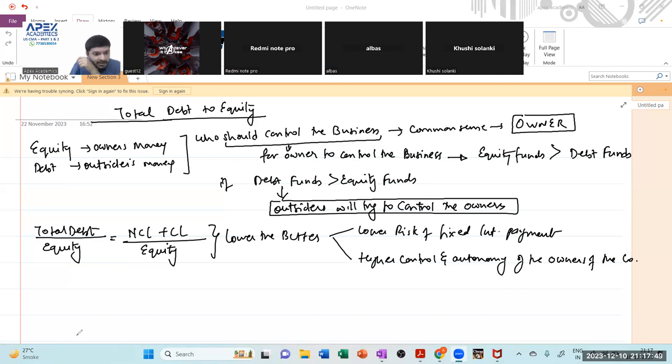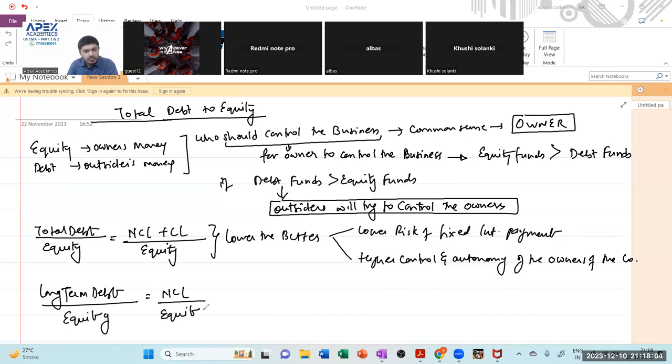Next, like there is a total debt, there can be a long term debt to equity. What is long-term debt? Long-term debt is nothing but non-current liabilities upon equity. Why again? Lower the better.